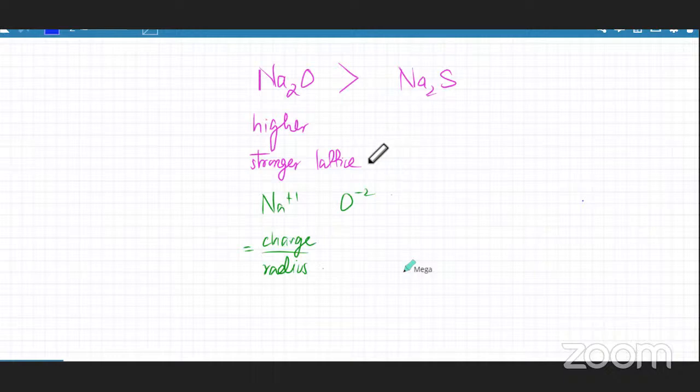But over here, the charge is not a factor because both of them have exactly the same charges. Sodium is plus one over here as well. O is -2, S is -2 as well. So the charge is not the factor. The second factor is the radius. Smaller ions have stronger lattices. So oxygen is smaller than sulfur. So smaller ions are going to have a stronger lattice. जितना small ion होगा and the greater the charge, the stronger the lattice. It depends on the charge density. So you're going to explain. So charge is not going to be the factor over here.